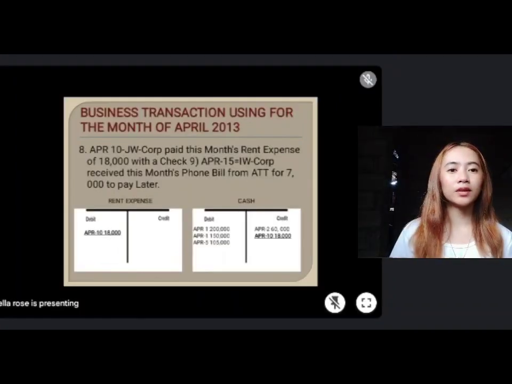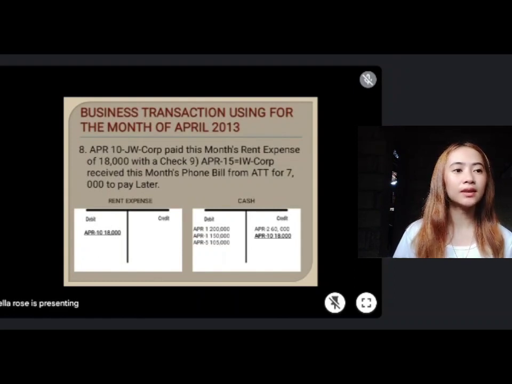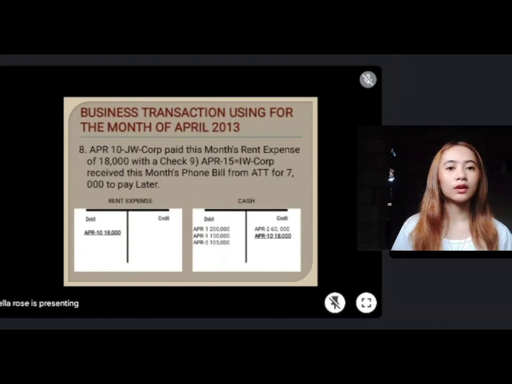On April 10, the transaction increased the expense, which is rent expense, 18,000 debit, and the asset decreased because JW Corp paid rent expense, so the cash is credited 18,000.